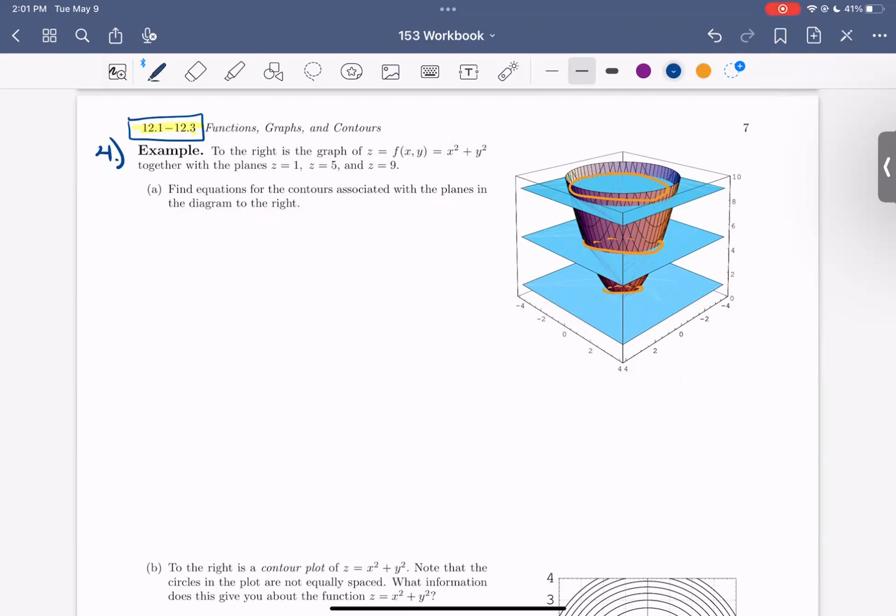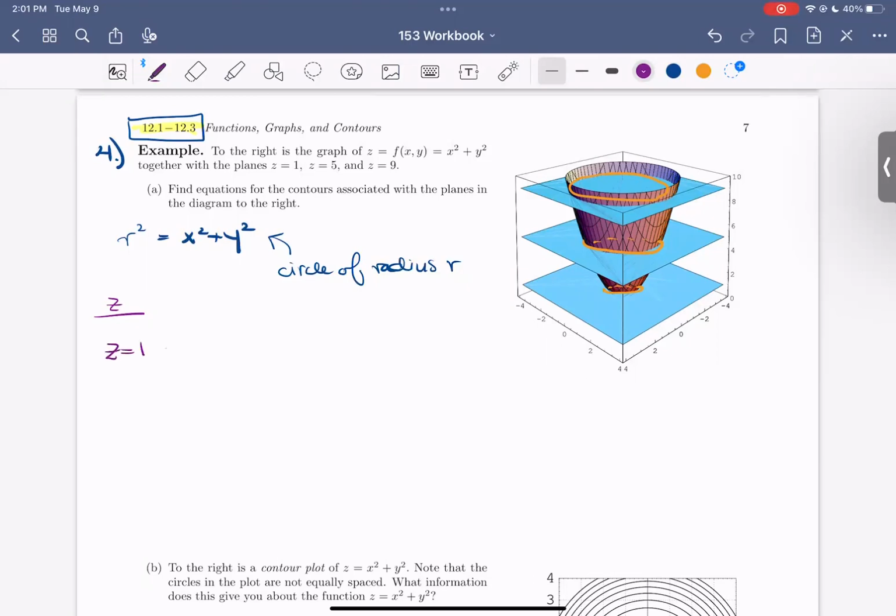Let's rewrite our formula. We are given that z is equal to x squared plus y squared. Does this kind of equation look familiar? You might have seen this before as r squared equals x squared plus y squared. This is an equation of a circle of radius r. Now let's plug in our z values to determine the equations of each of these contours.